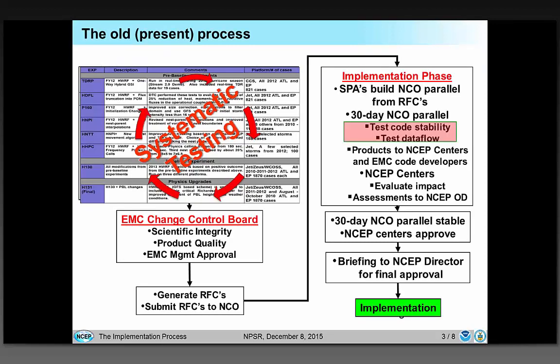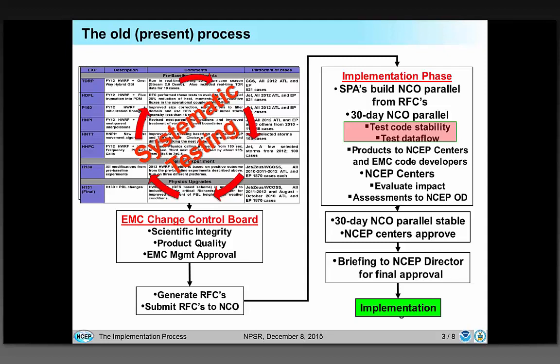So this is sort of the old way of doing business. We would have our sort of systematic internal way of testing things. We would have a whole bunch of different experiments we're running side by side and on and on. And then once we were done with that, we thought we had something that was ready for implementation, including having done retrospective work and everything. The next step in the process was to go through a CCB at the EMC, see if the check the scientific integrity, the product quality, and if that looked good, then I, as the EMC director, would sign off on going forward with that implementation.